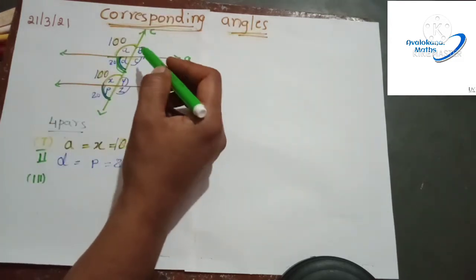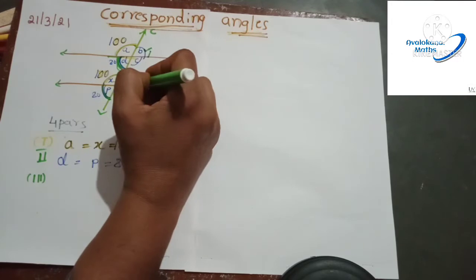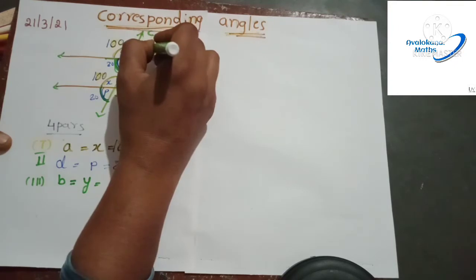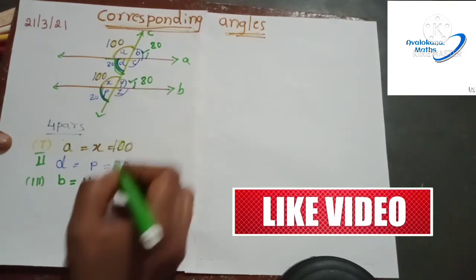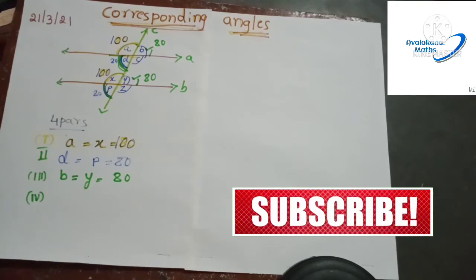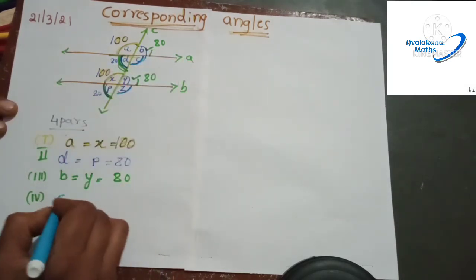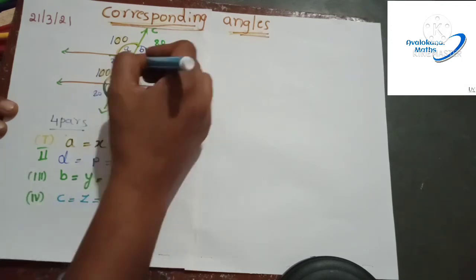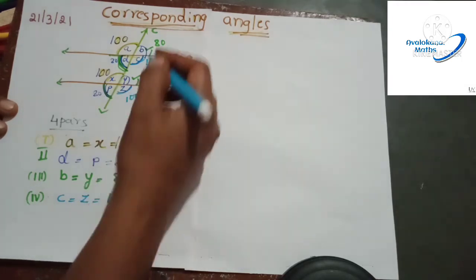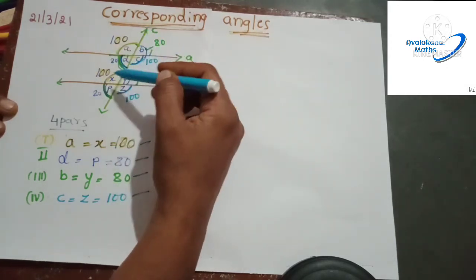On the right side, I can call this angle B and angle Y. This one is above the line, and this is also above the line. Angle B is equal to angle Y. If the value of this one is 80 degrees, then the value of this one is also 80 degrees. The last one remaining is below the line: angle C and angle Z. Angle C is equal to angle Z, and if this one is 100, then this one is also 100. So we get these 4 pairs of corresponding angles when a transversal divides two parallel lines.